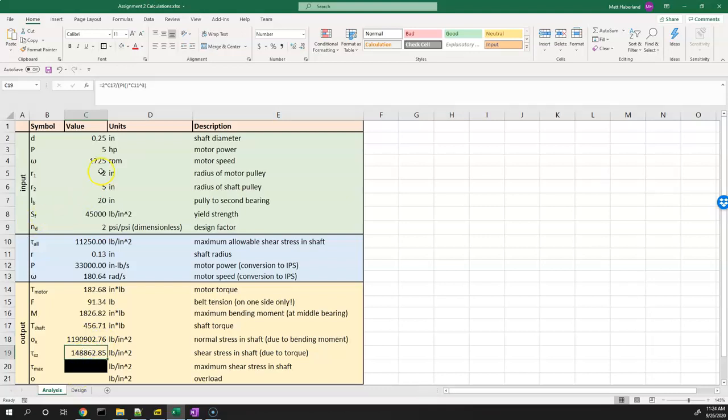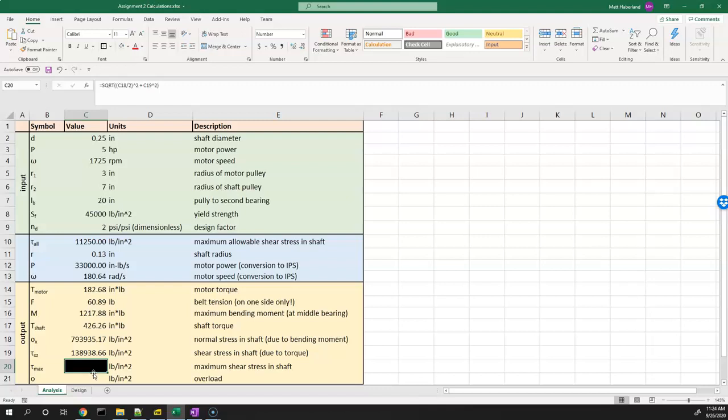So let's see how that works. I'm going to change one of the pulley radii, or both of them, so I'll make it 3 and 7, let's say. And you can see that as I changed those, a bunch of the numbers down here changed. So this is the analysis problem. Given the inputs, find the outputs, and in particular, we're interested in what is the maximum shear stress in the shaft.